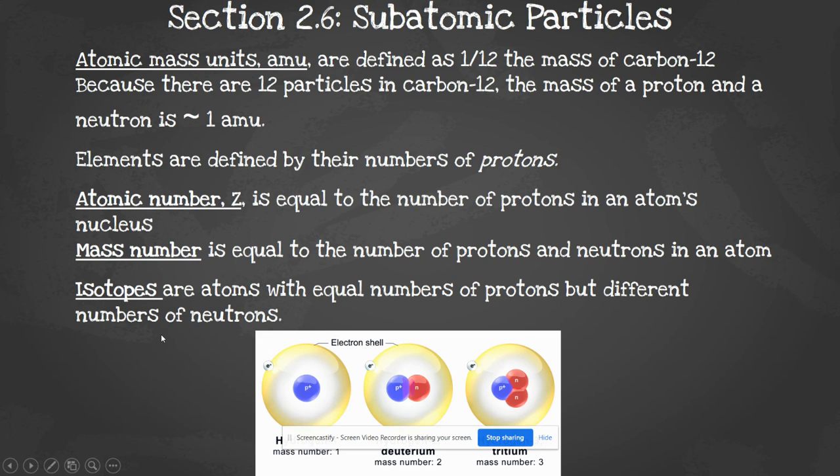Isotopes are atoms that have the same number of protons but different numbers of neutrons. So here are 3 examples of isotopes of the hydrogen atom, and hydrogen is the only special one where its isotopes have different names. So we have just hydrogen 1, which is a regular hydrogen. This is the stable, most common form of hydrogen. It's just a proton and an electron.